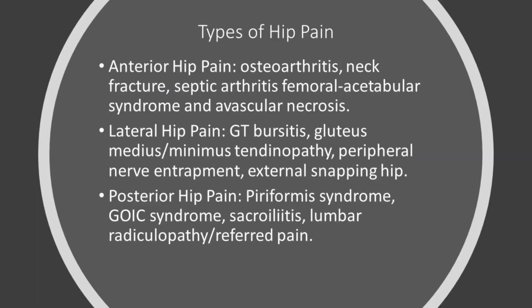So types of hip pain, just by location, the anterior hip, we're looking at osteoarthritis of the hip, neck fracture, septic arthritis, femoral acetabular syndrome, and avascular necrosis. Lateral hip pain, typically attributed to greater trochanteric bursitis, gluteus medius or minimus tendinopathy, peripheral nerve entrapments, and external snapping of the hip. Posterior hip is typically attributed to piriformis syndrome, Goic syndrome, sacroiliitis, lumbar radiculopathy, or referred pain.